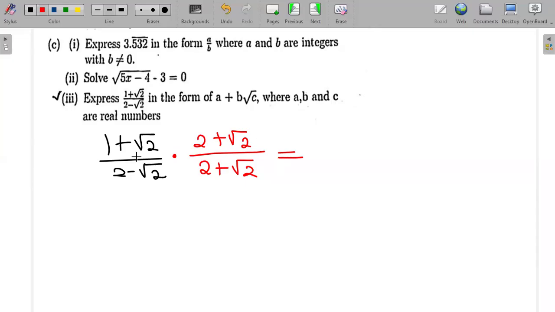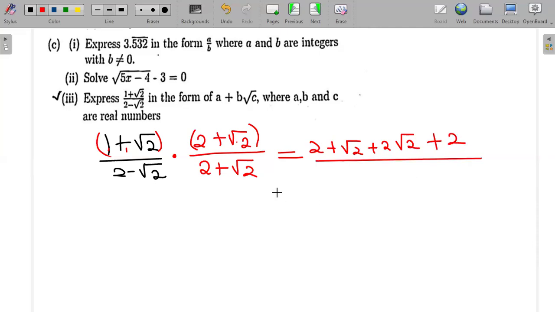So on top, I have this guy here multiplied by this. So that is 1 multiplied by 2, 2. 1 multiplied by the root of 2 plus root of 2. Root of 2 multiplied by 2, that will be plus 2 root of 2. And then root of 2 multiplied by the root of 2, the roots are going to cancel. So we have plus 2, divided by, here, these are conjugates of each other.